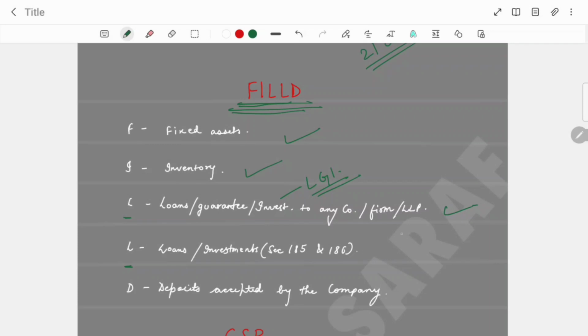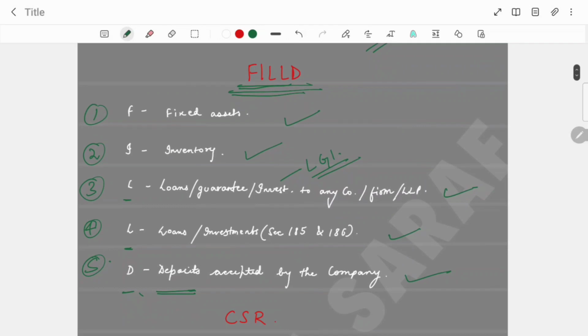In fourth it is loans, investments under section 185 and 186 compliance. Then from D you can easily remember, like from L it is loan, similarly D is deposit, so deposits accepted by the company. So this is clause 1, this is clause 2, this is clause 3, this is clause 4 and this is clause 5. This way you can remember easily that clause 1 is fixed assets, clause 2 is inventory, clause 3 is loans and clause 4 is again loans, compliance under section 185 186, clause 5 is deposits.